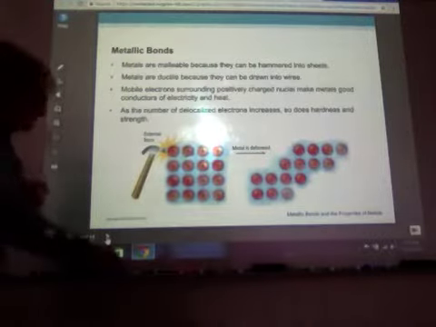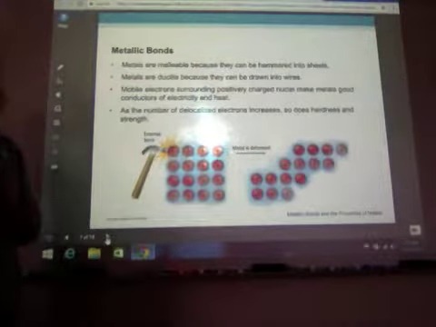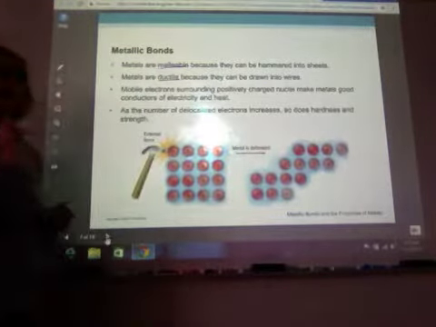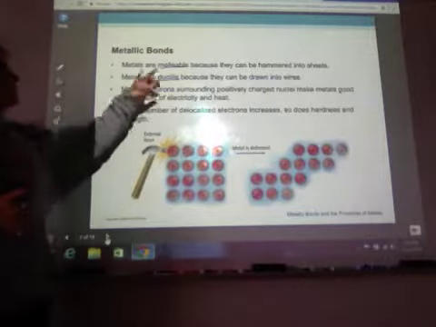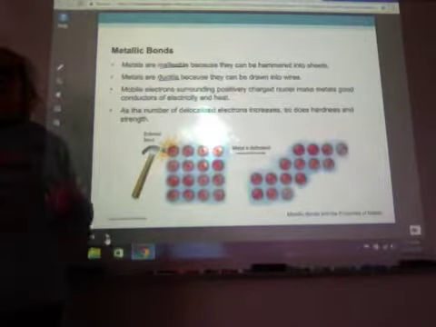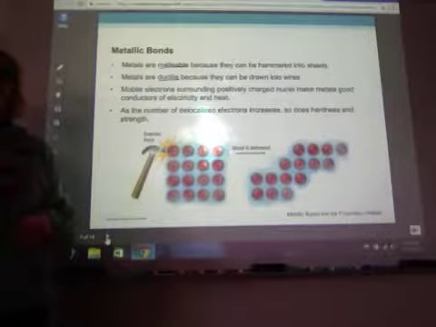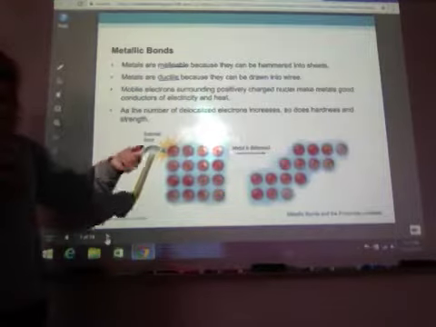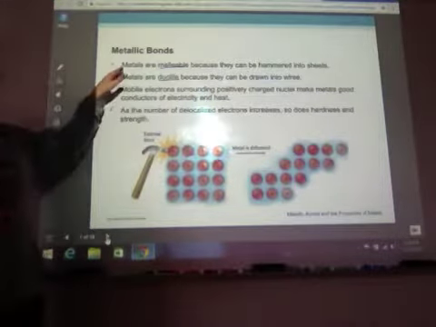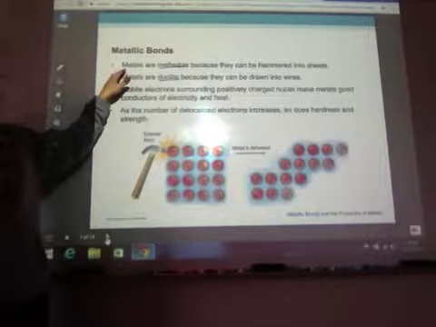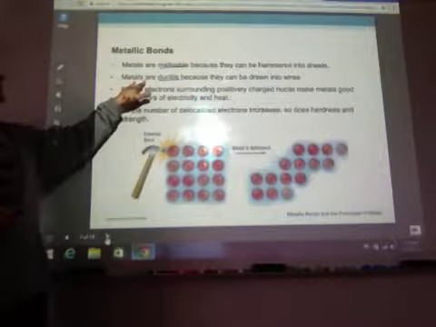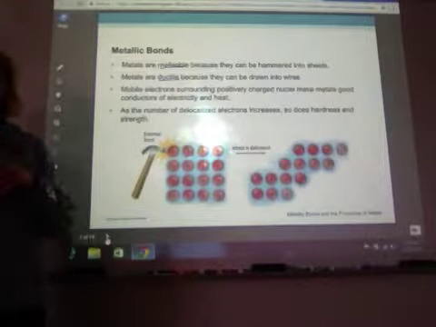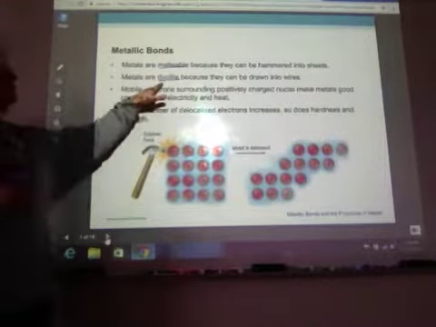Metals are, and these are not vocab words, but I kind of expect you to know these, malleable and ductile. So malleable means you can hammer it into a sheet. So if any of you have put up your own pole shed or helped put up a pole shed, all of those sheets of metal that you buy are malleable. They can be formed into a sheet-like material. Ductile means that they can be drawn out into wires. So copper wire, again, being very common, would be ductile.